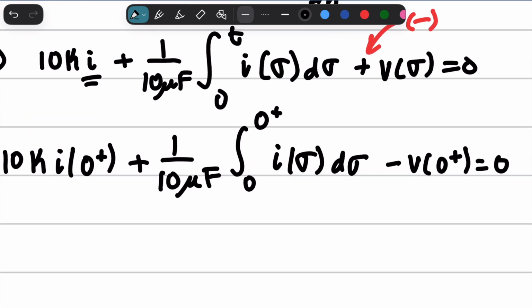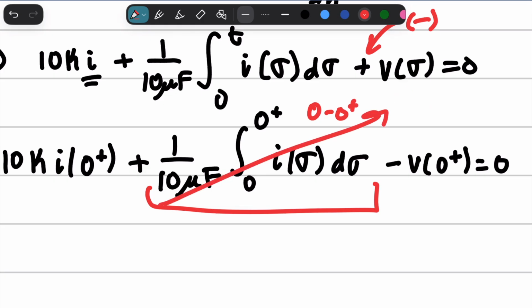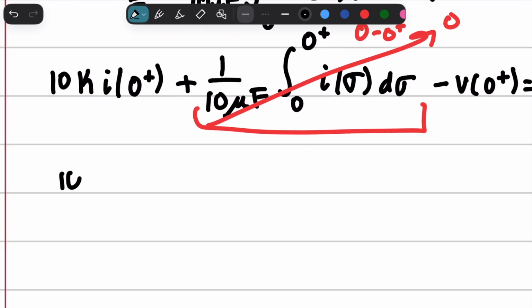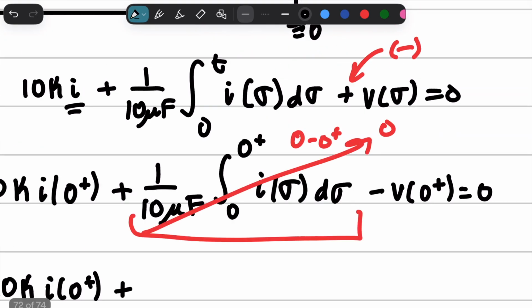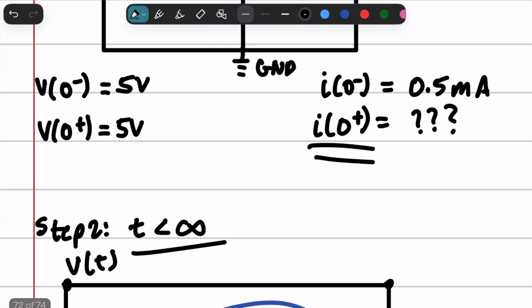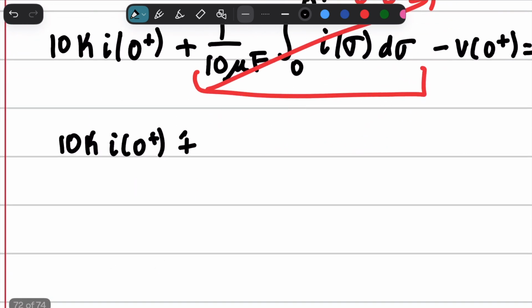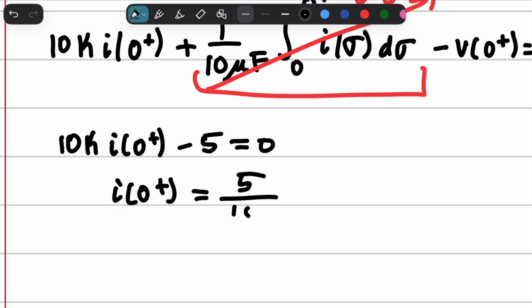Now, this term right here looks scary, right? Well, it shouldn't be, because this is going from 0 to 0, or 0 plus. So all of this is 0, and it just cancels out. And so we are left with 10k I of 0 plus is equal to, well, plus minus V of 0 plus. And we know what V of 0 plus is. That is just 5. So get rid of this plus, 5 equals 0. And we get I of 0 plus is equal to 5 over 10k, which is equal to 0.5 milliamps.